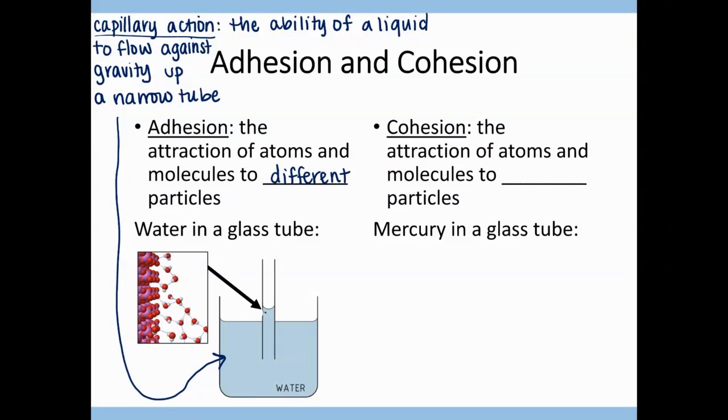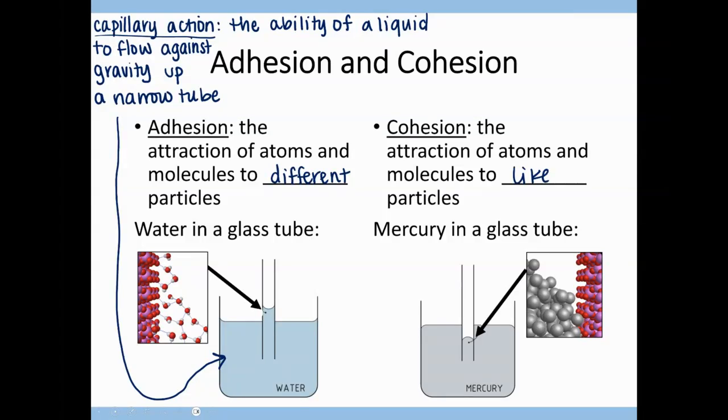Cohesion, on the right side now, is the attraction of atoms and molecules to like particles. If you have a beaker with liquid mercury in it and you put a glass tube in it, mercury doesn't have an intermolecular force between itself and the glass tube. So it's not going to travel as far up, and it's not going to interact with the surface of the glass, and we see an opposite shape here. The mercury is not interacting with the glass, it's interacting with itself.